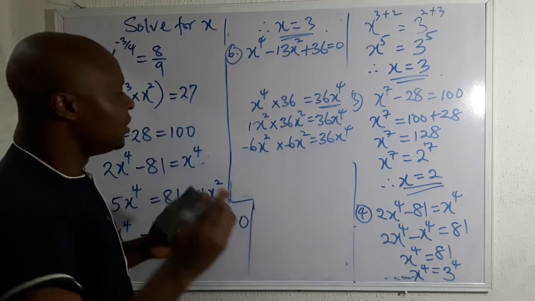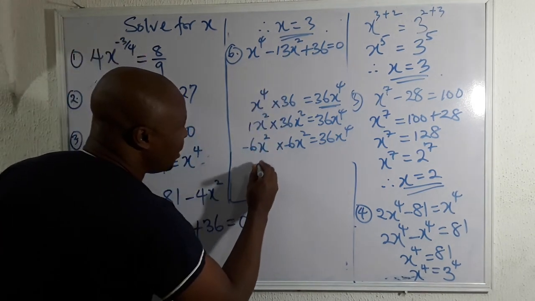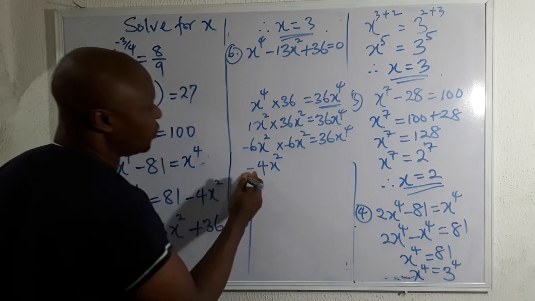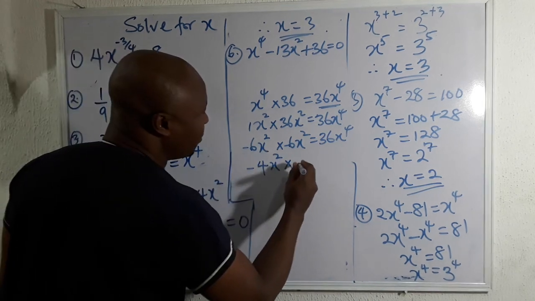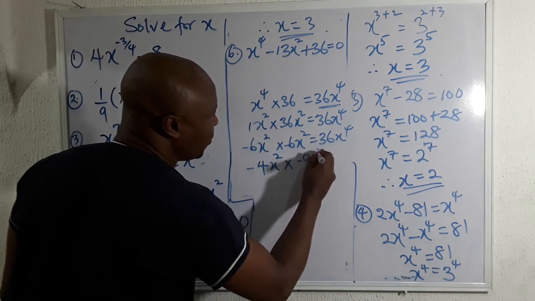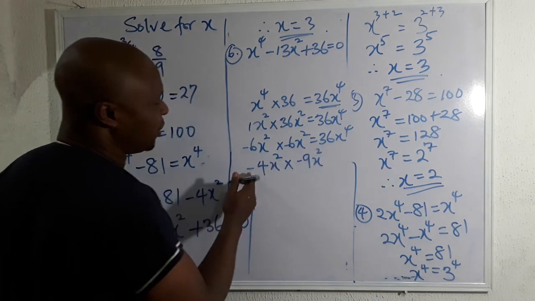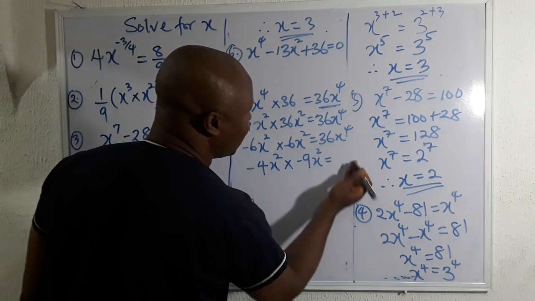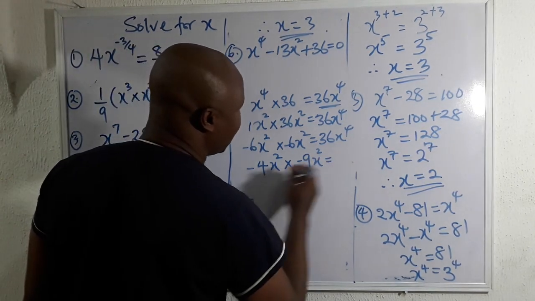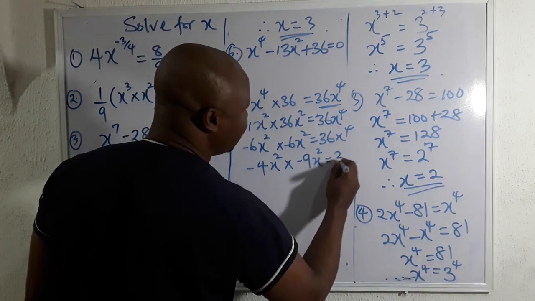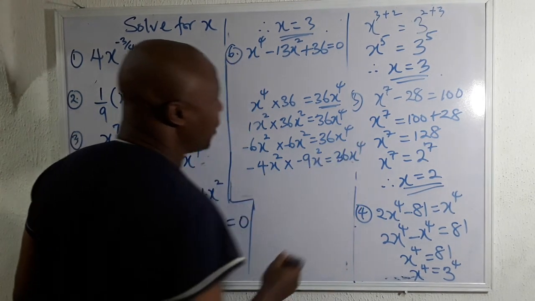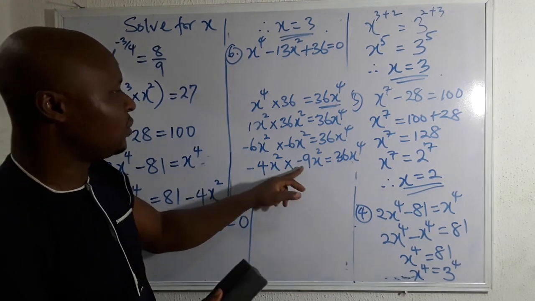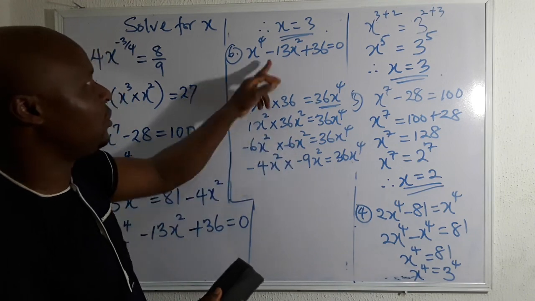Now, the factors that will give us that are minus 4x raised to power 2 times minus 9x raised to power 2. That will give us minus times minus is plus. 4 times 9 is 36x raised to power 4. And you can see that if we add these two terms, minus 4 minus 9, it's going to give us minus 13.